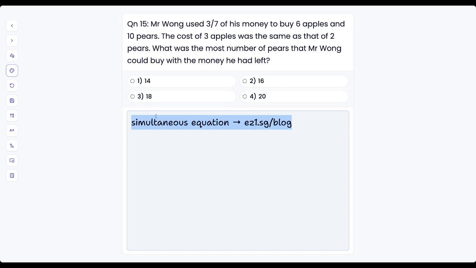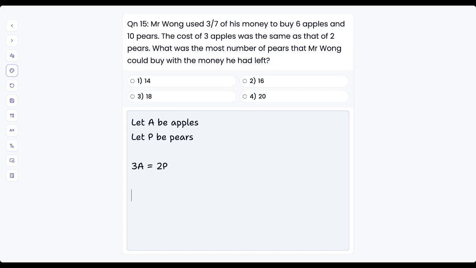Why we use simultaneous equation is because we see this kind of question: 3 apples is the same as 2 pears. So two different items, the same cost but different quantities, right? So let A be apples and let P be pears. In this case, we know that 3A is equal to 2 pears. Since we know that Mr. Wong bought 6 apples and 10 pears.